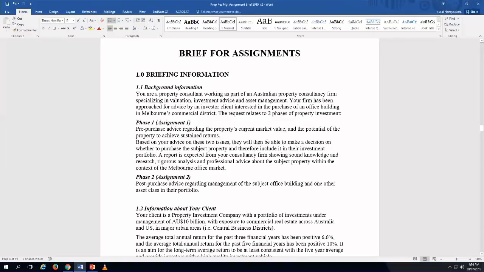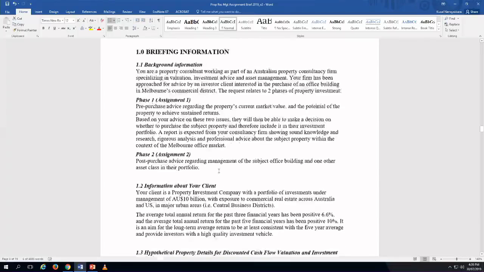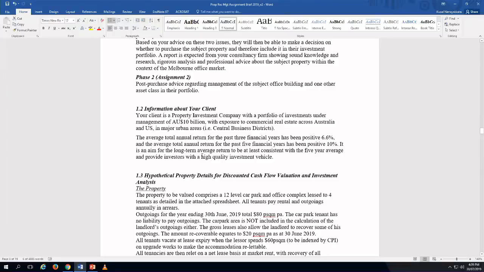A report is expected from your consultancy firm showing sound knowledge, rigorous analysis and professional advice about the subject property within the context of the Melbourne office market. Assignment 2 is post-purchase advice regarding management of the subject office building and 1 other asset class in their portfolio. Right. Information about the client.